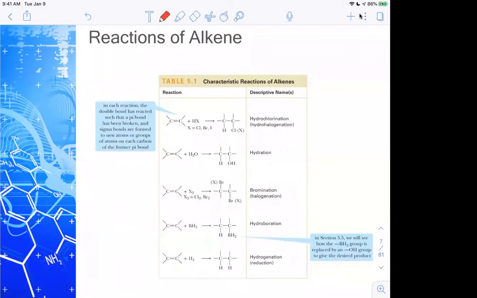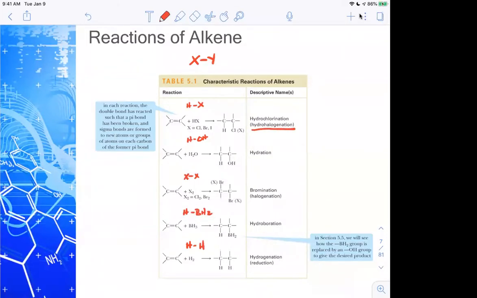So here's a chart from our book. Again, look at these different reagents. My reagents are these XYs. So I have HX, I have H2O, I have XX, I'm going to have HBH2, and I'm going to have HH. And when I look at this, notice I'm adding these different combinations of the X and the Y across the double bond. If I add hydrogen and a halogen, I get a hydrohalogenation reaction.